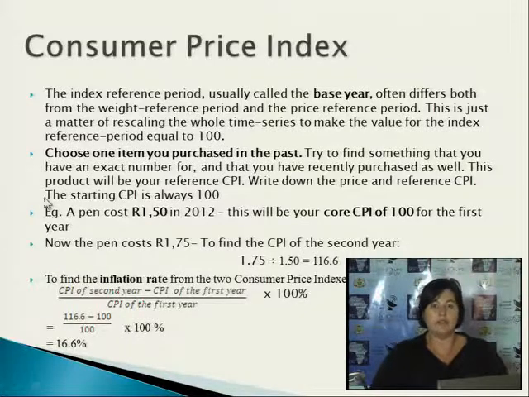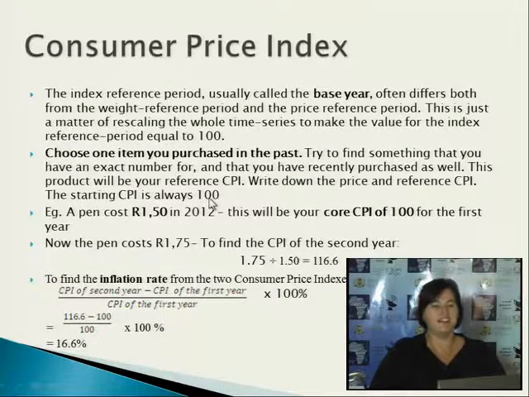This is how it's done if they don't give you the base year. Choose one item you have purchased in the past. Try to find something that you have an exact number for and that you have recently purchased as well. This product will be your reference CPI or your base. Write down the price of the reference CPI. The starting CPI is always 100.